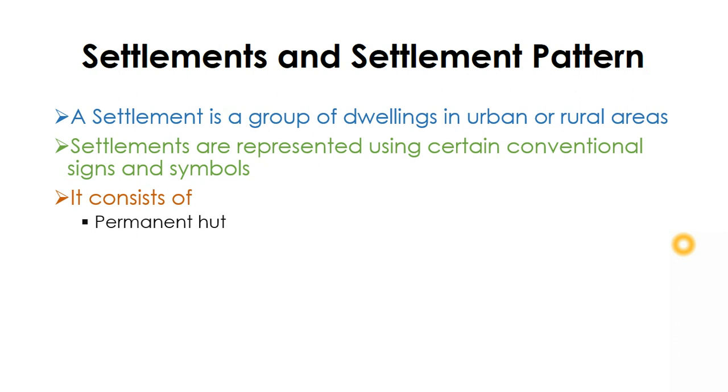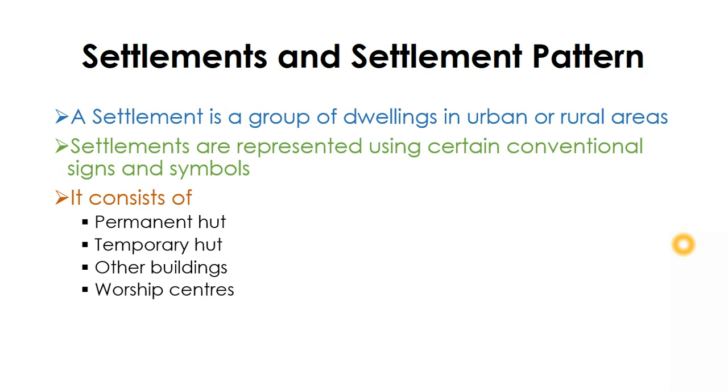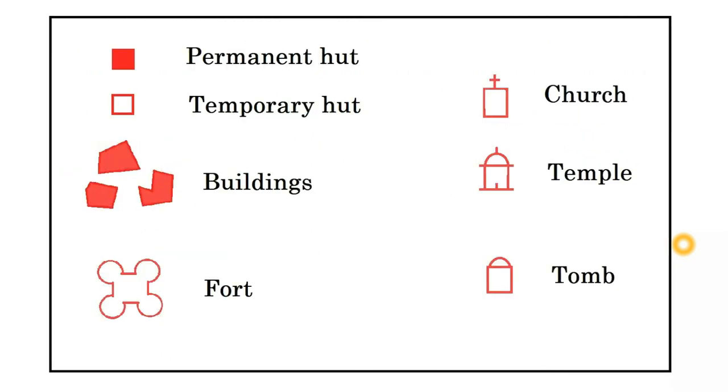and it consists of mainly a number of different types of buildings. Some of them are permanent huts or permanent buildings, then temporary huts, other buildings, some large buildings, maybe post office, police station, some other buildings. Then even worship centers and monuments are part of settlements. All these things together help us identify settlement from a topographic map. And most importantly, all these things are shown using a red color. These are all human made features, and to represent all these, red color is used in a topographic map.